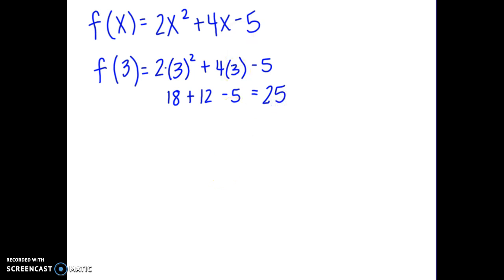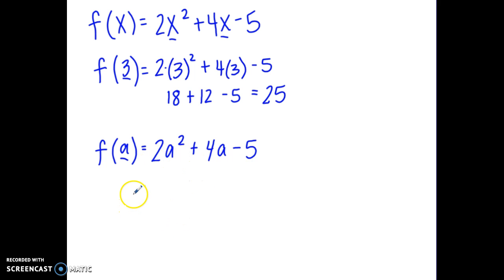But sometimes we have a more challenging expression to evaluate. Instead of maybe a number, what if I said f of a? Well, this means the same exact thing as when I said f of 3. I took 3 and I plugged it in anywhere that I had an x on the other side. So in this case, I have an a value that I'm going to plug in anywhere I have an x. So I would have 2a squared plus 4a minus 5.